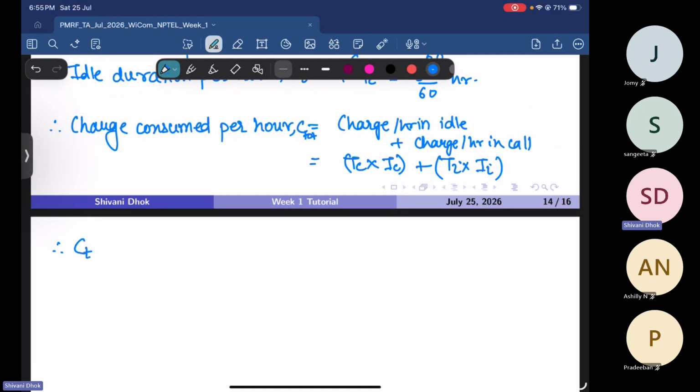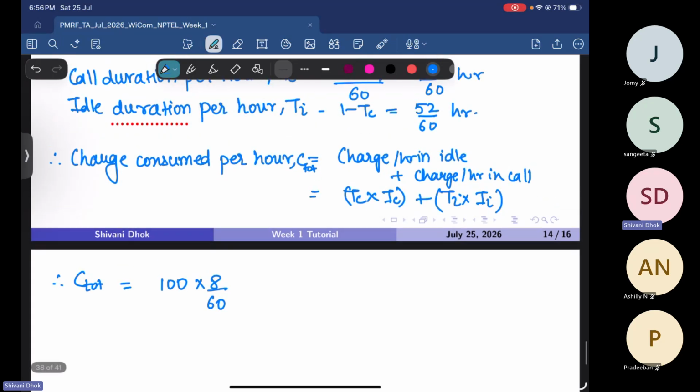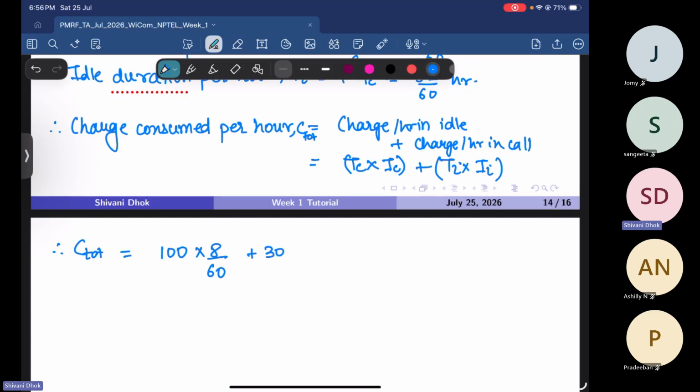So C total is 100 milliampere into 8 by 60 plus 30 milliamperes into 52 by 60, and this comes out to be around 39.33 milliampere, millicoulomb per hour.